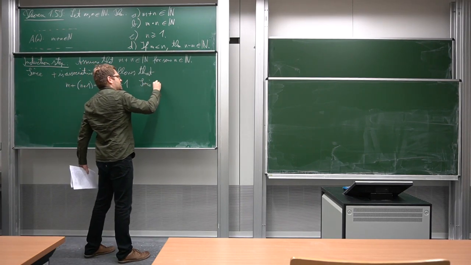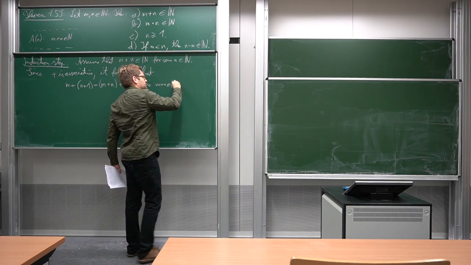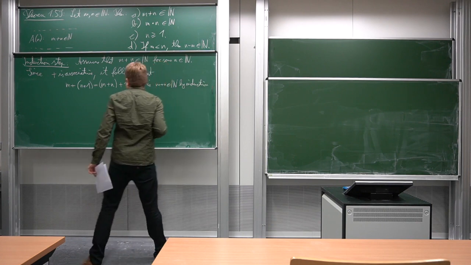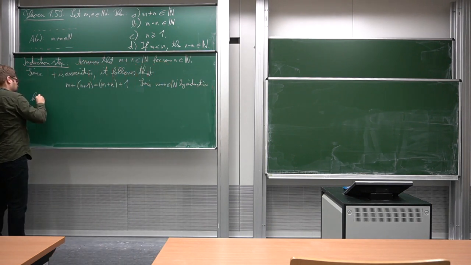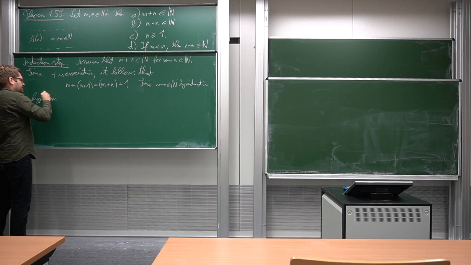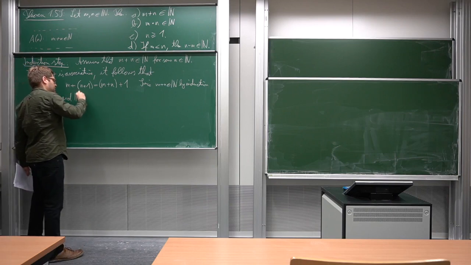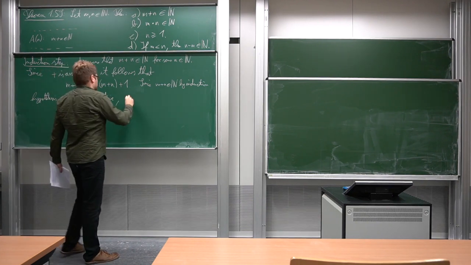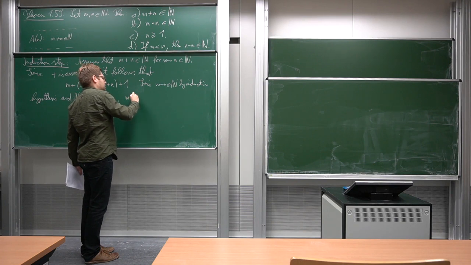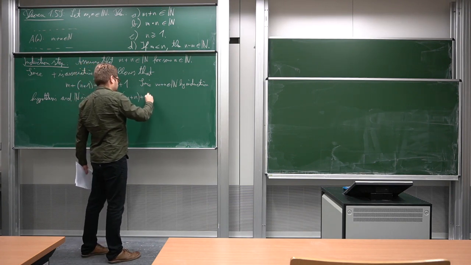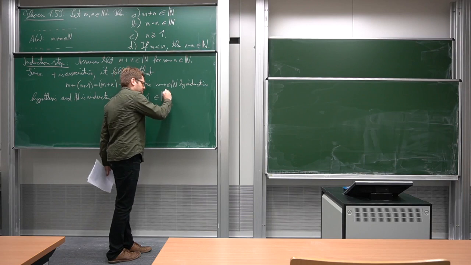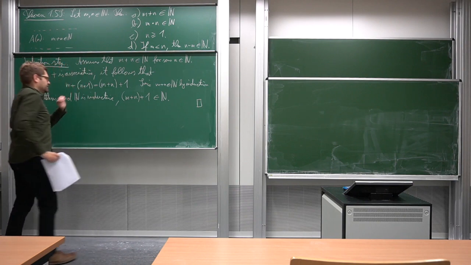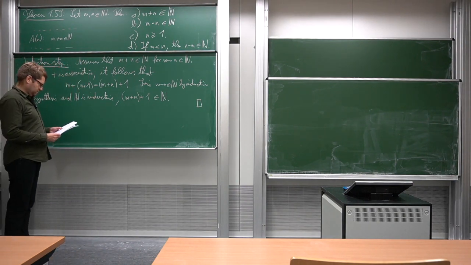Since m plus n is a natural number by induction hypothesis, and again, N is inductive, it follows that this m plus n plus 1 is again in N. And this completes the proof. So it follows that this is in N, and this is what we wanted to show. This completes the induction step.